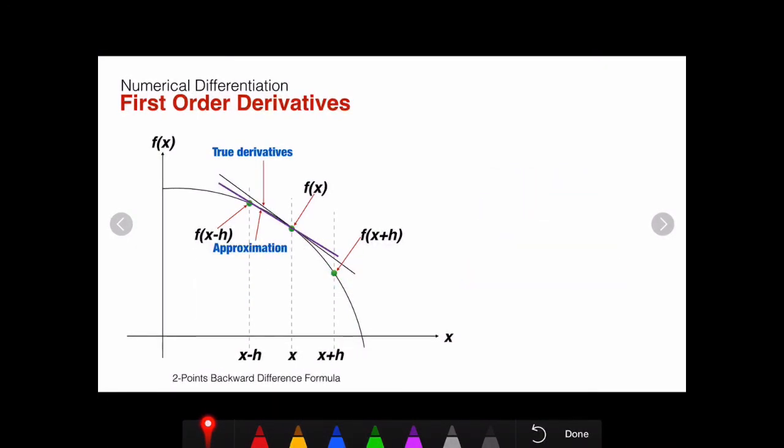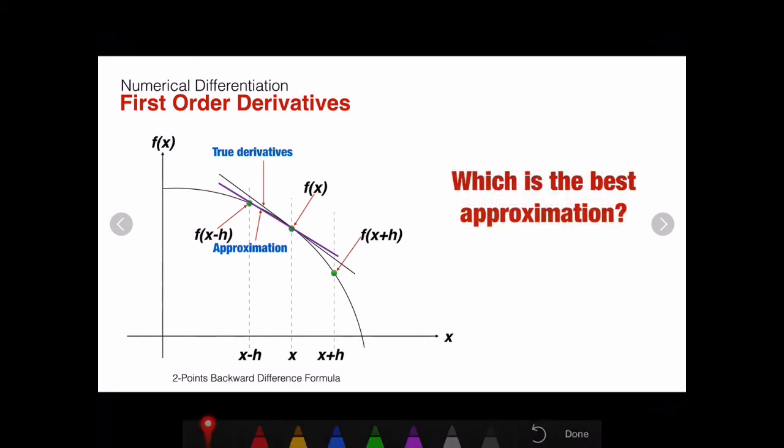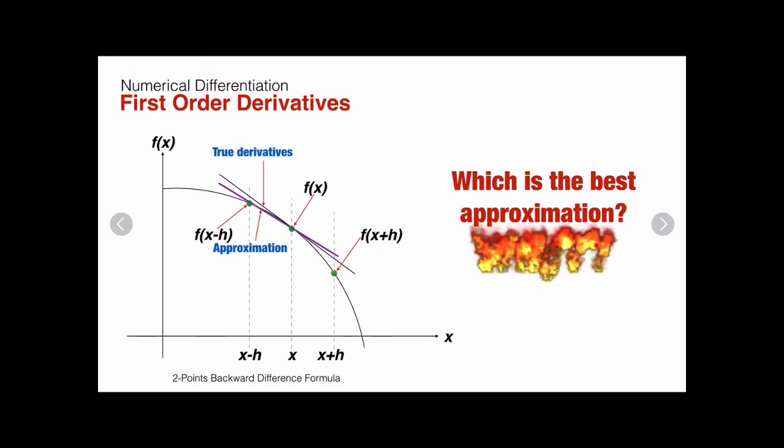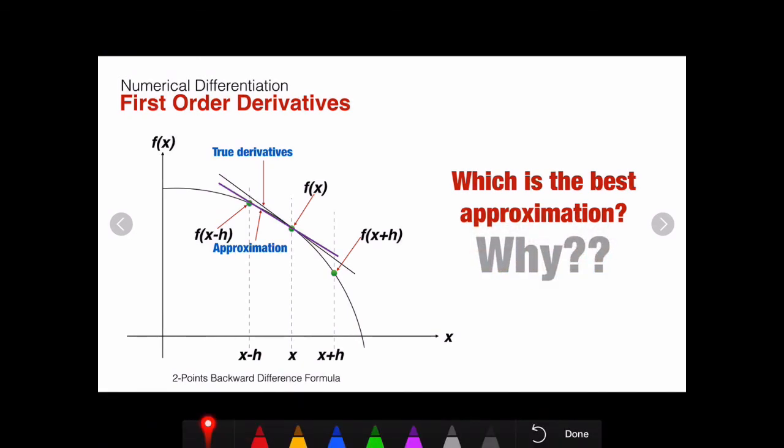So right now we're here. Which one is the best approximation? Of course, we have the 3 different formulas. We're talking about 3 point and 2 point. Which one is the best and why? For this case, I can say the center difference will be the best formula. Why am I saying this is the best approximation? Because this is almost parallel. The approximation line is almost parallel to the true derivative, and this is why we say the center difference formula is better.